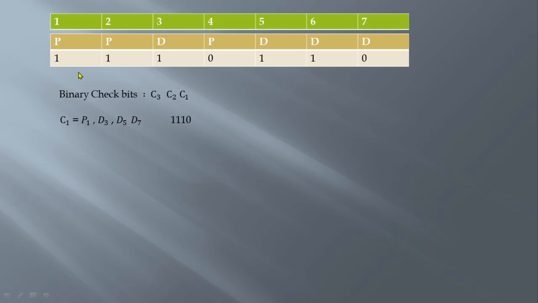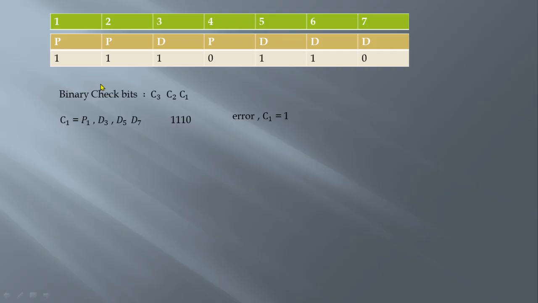In this given data, P1, D3, D5, D7 are 1, 1, 1, 0. In this code, there are 3 ones, which is an odd number. So there is an error in C1.